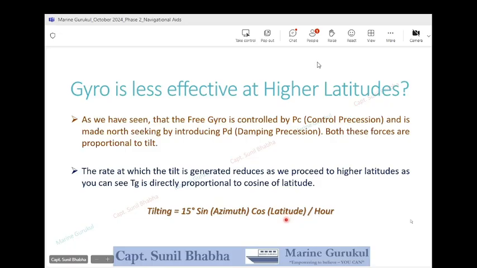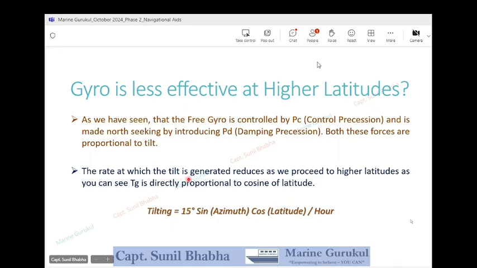And at the pole, if you put the latitude as 90, the tilting value becomes 0 because cos 90 is 0. So tilting is maximum at the equator, reduces as we go to higher latitude and becomes 0 at the pole. Now when tilting is 0, the rate of change of tilt is 0. That means tilt will not be generated.